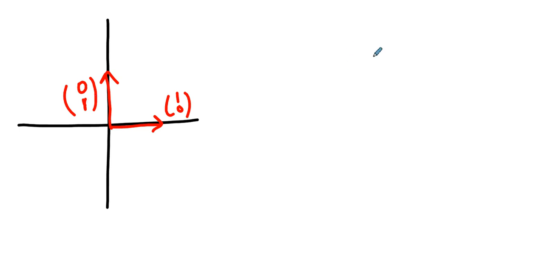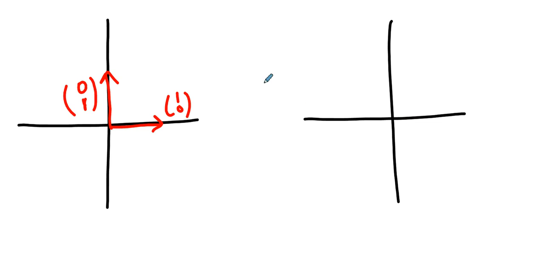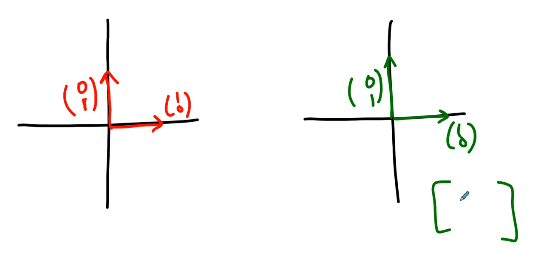So let's think about what happens if you want (1, 0) to stay (1, 0), and you want (0, 1) to stay (0, 1). We would set up this matrix where (1, 0) stays (1, 0), and (0, 1) stays (0, 1). That's a column vector. That's a column vector. This is the identity matrix.